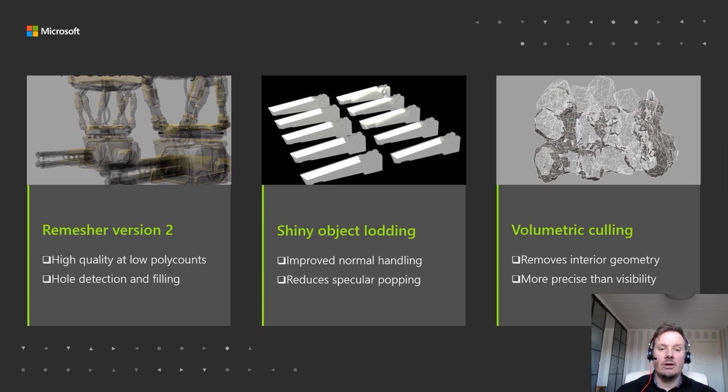Then we've worked a lot on shiny object loading, basically ensuring that there's as little changes as possible when you have specular areas like flat surfaces. Small differences in normal might cause big pops. We worked hard on reducing these. And finally, we also added volumetric culling, whereas we previously only had visibility-based culling. This one is more precise and comes in handy for the next feature I'm going to show you.